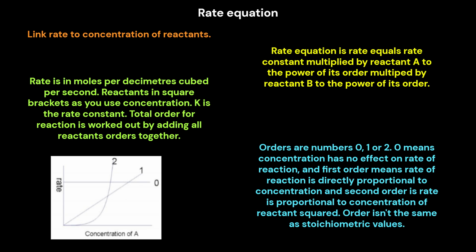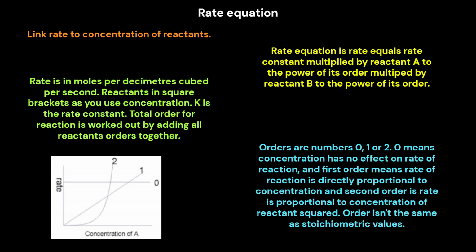Rate equations. The rate equation links rate to the concentration of reactants. The rate equation is: rate equals rate constant multiplied by reactant A to the power of its order multiplied by reactant B to the power of its order. Rate is in moles per decimeter cubed per second. Reactants are in square brackets as you use concentration.